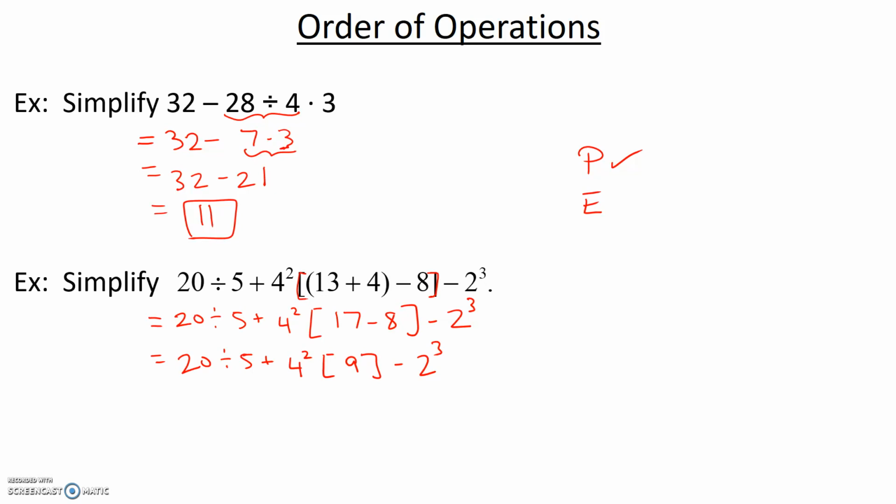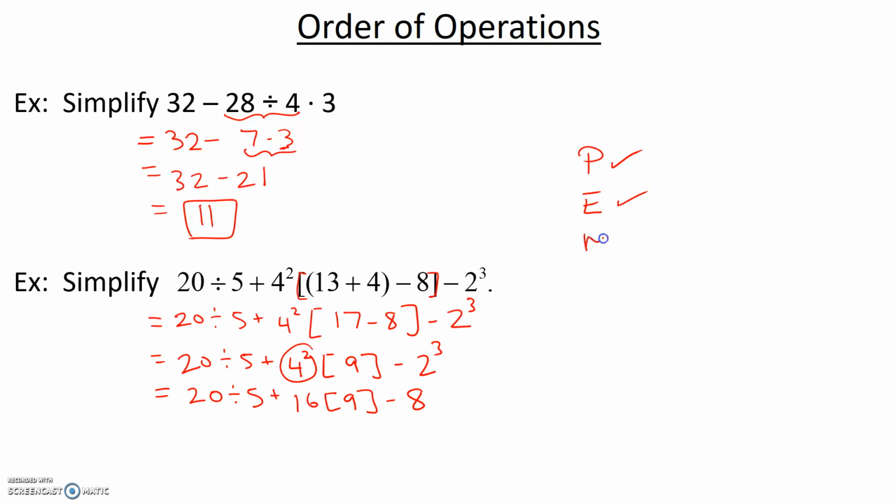We have two different exponents: 4 to the second power and 2 to the third power. So again, working from left to right, we have 20 divided by 5 plus 4 squared, which is 16, times 9, minus 2 cubed, which is 2 times 2 times 2, which is 8. Now the exponents have been simplified.